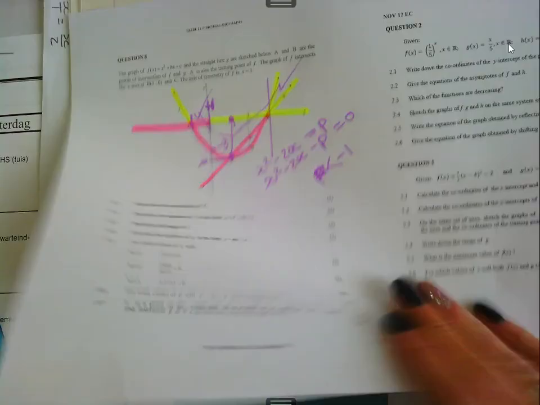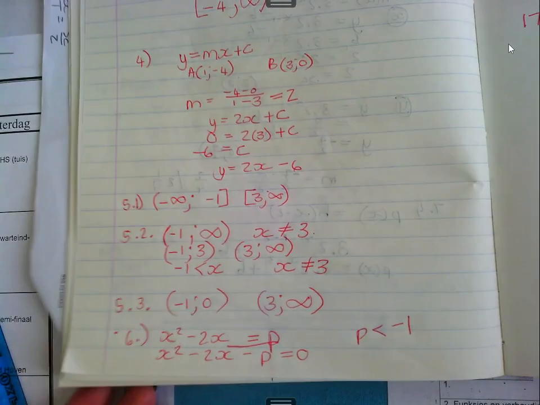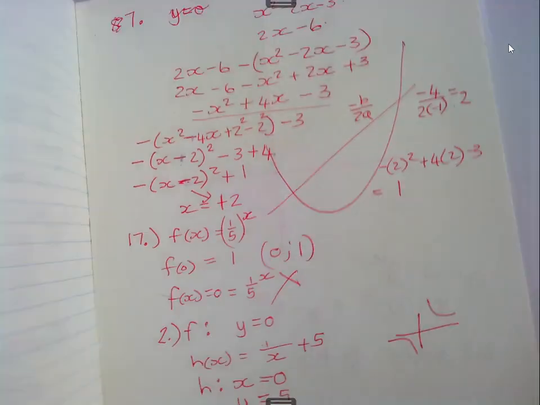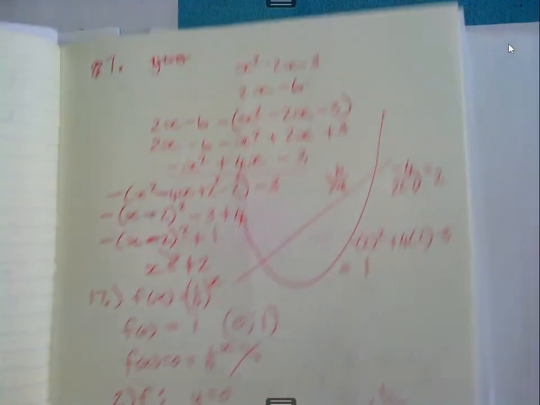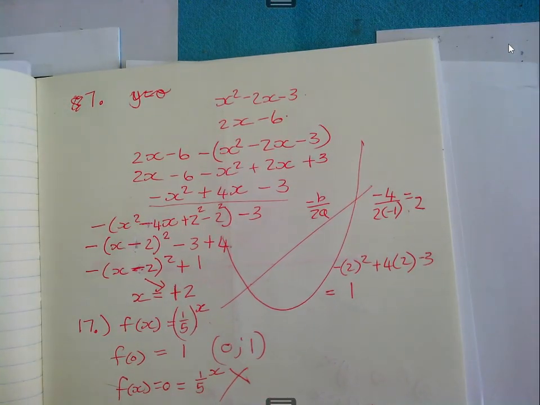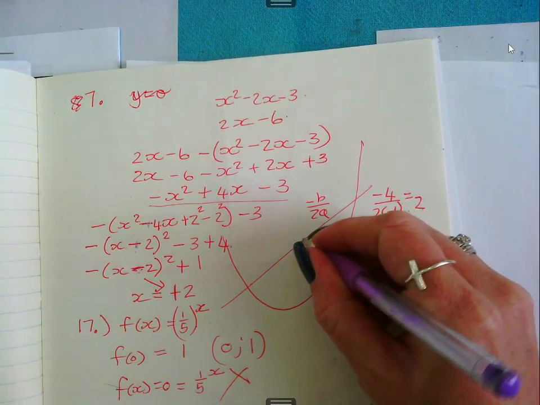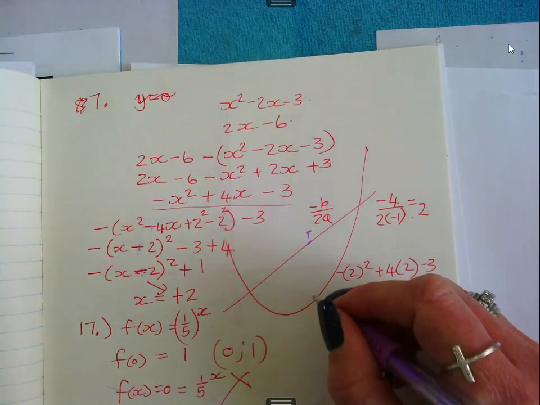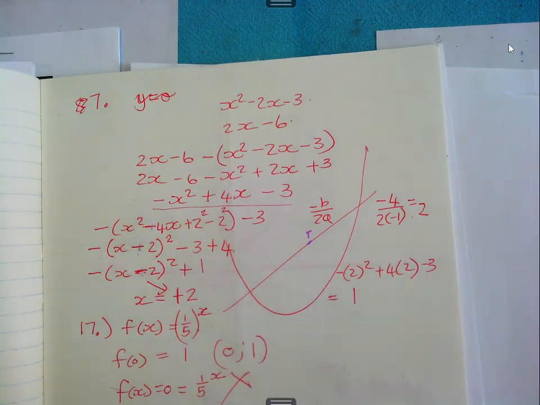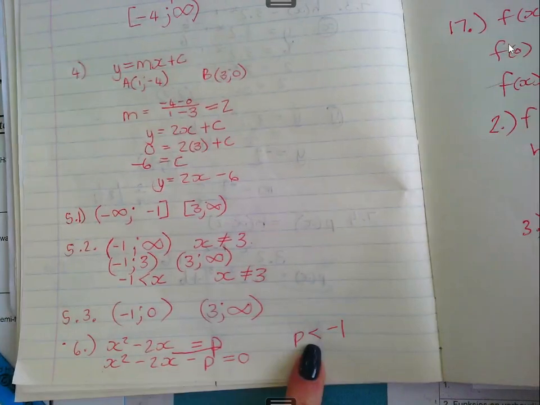8.7, they asked for the maximum length of TM. Grade 11s, we've done this many times now. This is T. Yeah. Oh, P smaller than negative 1.